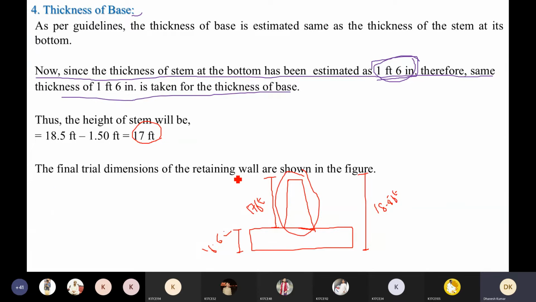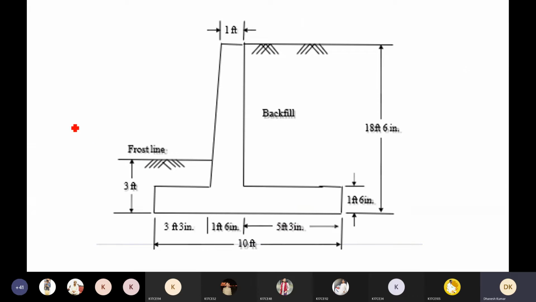Okay, so the final trial dimensions of the retaining wall are shown in the figure. Now see, it is saying that it is the final trial dimension. This is actually our trial dimension, which comes out to be this one. Now we have to check this trial dimension for overturning and sliding. If they are safe against overturning and sliding, it means our trial dimensions are safe and we can easily go for construction on the site. But if it fails, then you have to make some necessary changes. So right now we have our trial dimensions over here: the top of the wall is 1 foot, the bottom of the wall is 1 foot and 6 inches, our frost line or frost level is 3 foot.